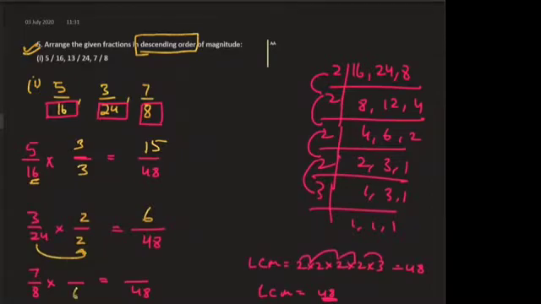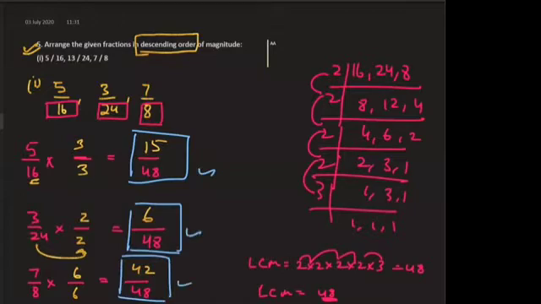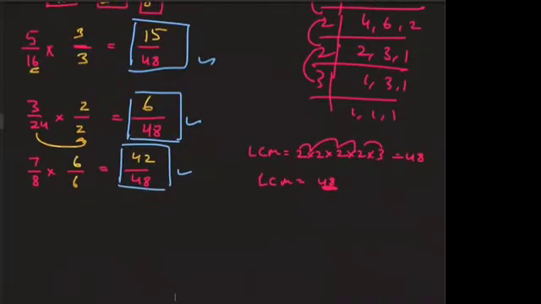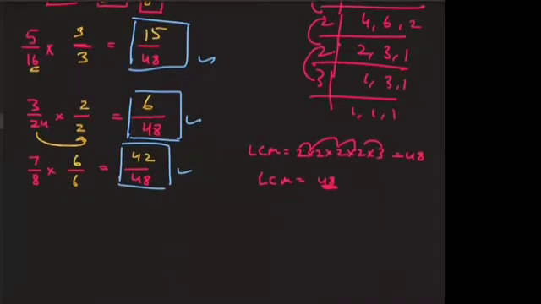6 8s are 48, and 7 6s are 42. So students, as you can see here, 15 upon 48, 6 upon 48 and 42 upon 48, all the fractions have the same denominators. So we can say that these fractions are now like fractions. Basically, you have to convert all the fractions into like fractions, then only you can arrange them in ascending or descending order. Okay, students, listen once more very carefully.